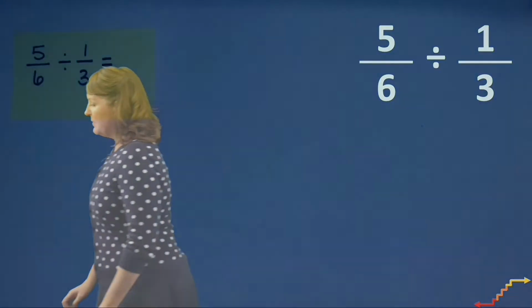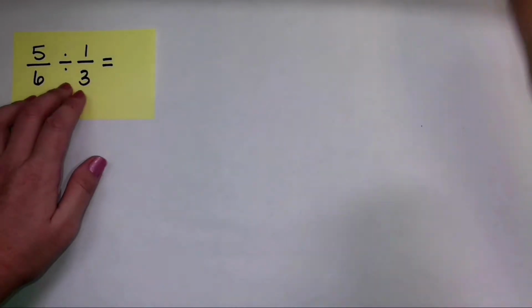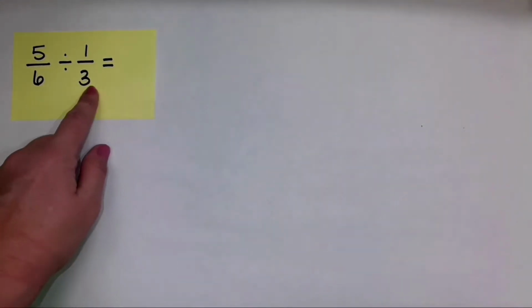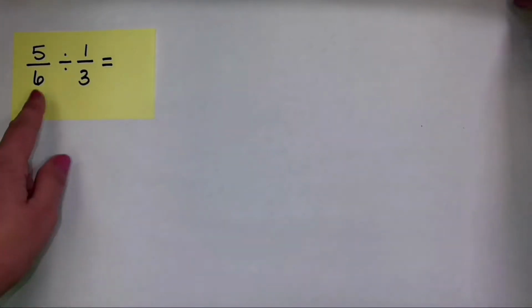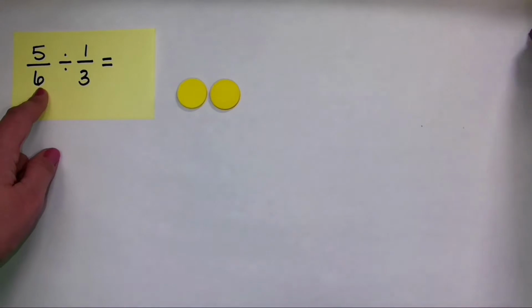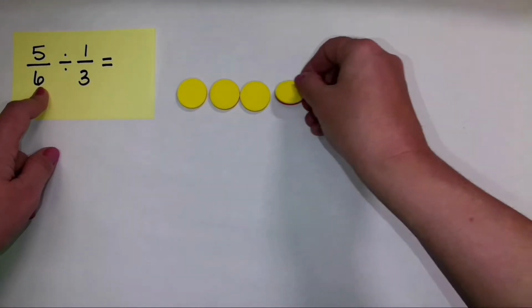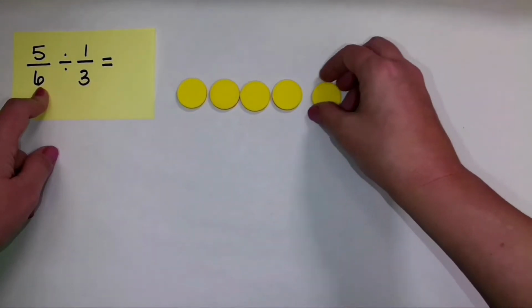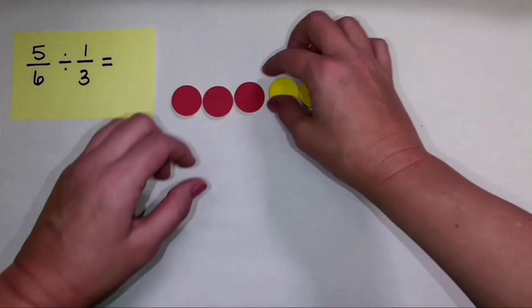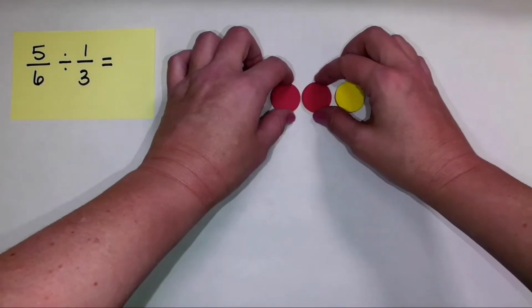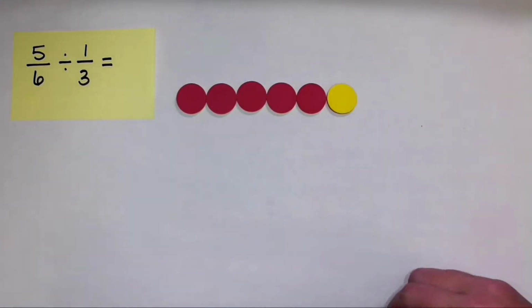Now remember, our problem is 5/6 divided by 1/3. And I want to figure out how many groups of 1/3 I can make with 5/6. So I'm going to show 5/6. So I'm going to make a set with 6 equal parts. And then I want to show 1, 2, 3, 4, 5 of those 6 equal parts.